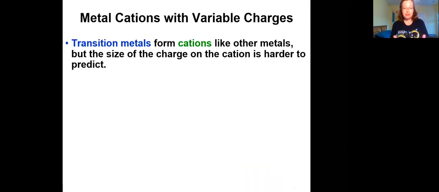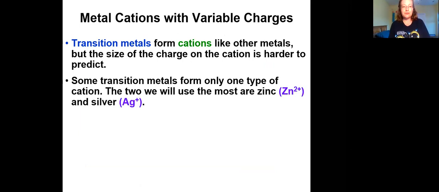In the chapter of the textbook, they do talk about cations of metals that have variable charges. Some transition metals, for example, can form cations like other metals, but the size of the charge, whether it's +2 or +3, determining that is harder to predict. Some transition metals form only one type of cation.